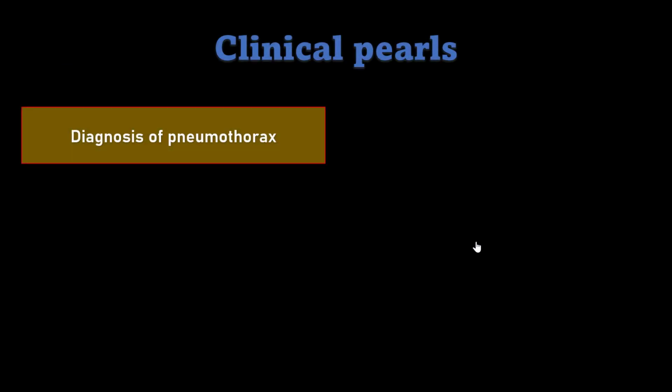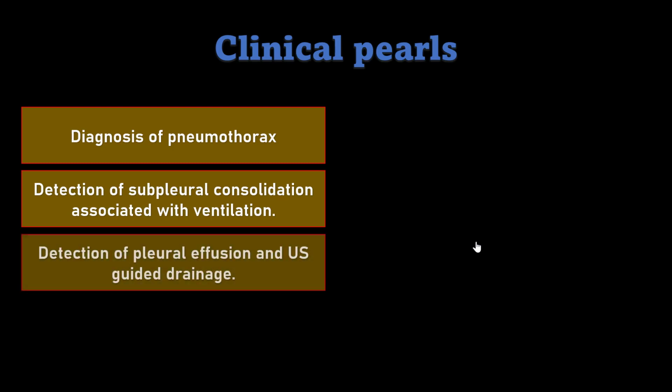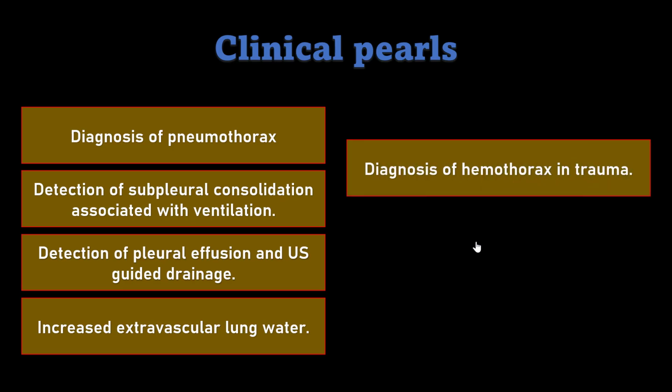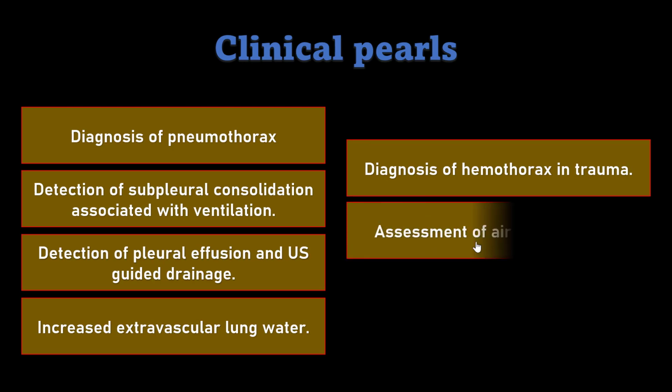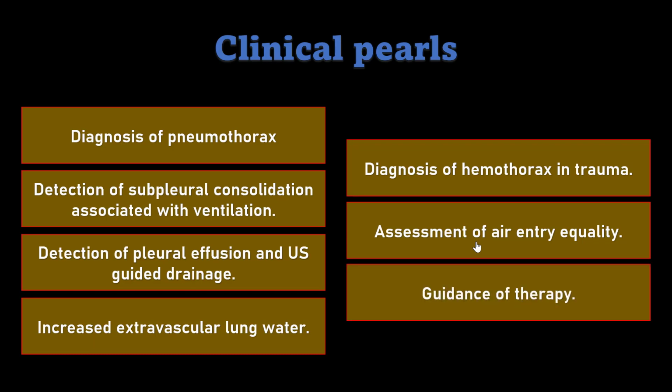Clinical appeals regarding the use of lung ultrasound diagnosis: it can help in diagnosis of pneumothorax in a bedside way, detection of subpleural consolidation associated with ventilation or pneumonia, detection of pleural effusion and helping in drainage, increased extravascular lung water that can help in diagnosis of the condition and to guide fluid management, diagnosis of hemothorax if this effusion is in the context of a trauma, assessment of airway equality during intubation to detect the equality on each side, or if there is an obstruction of the main bronchus by a mucus plug.